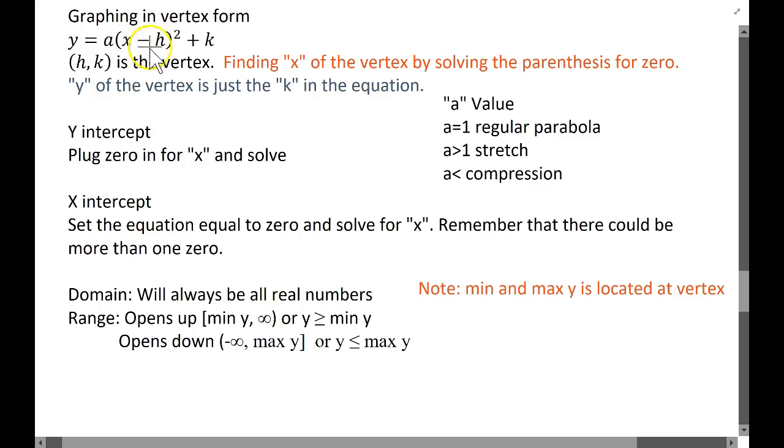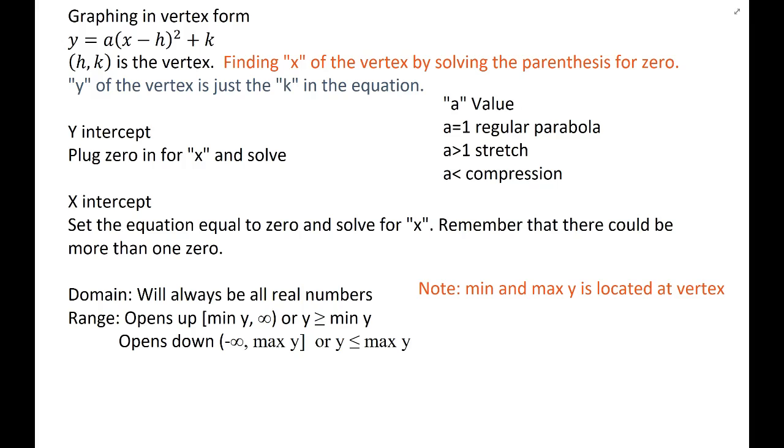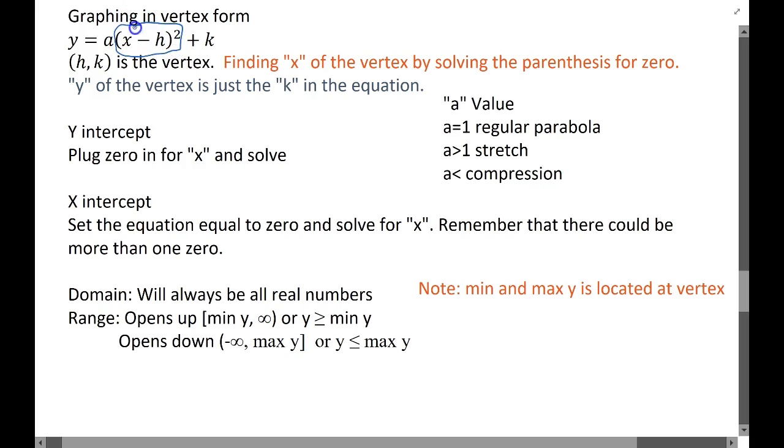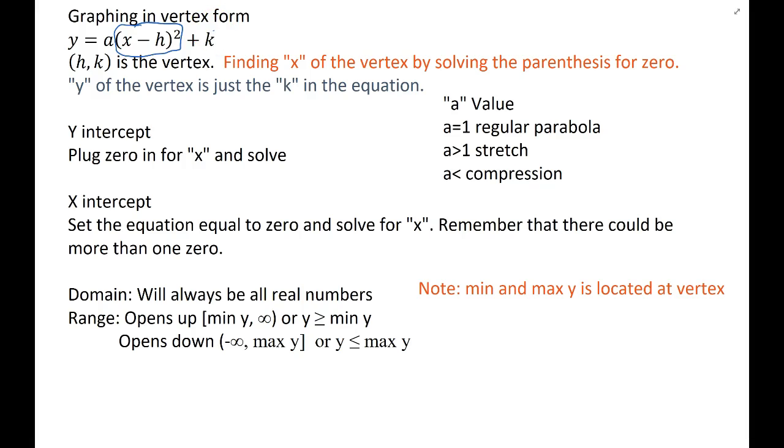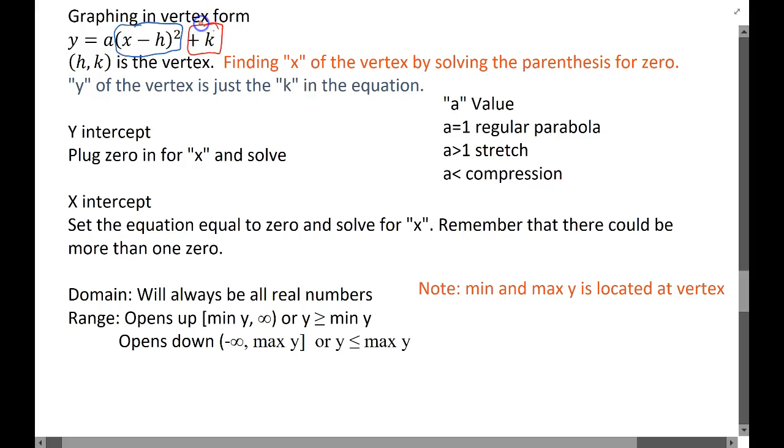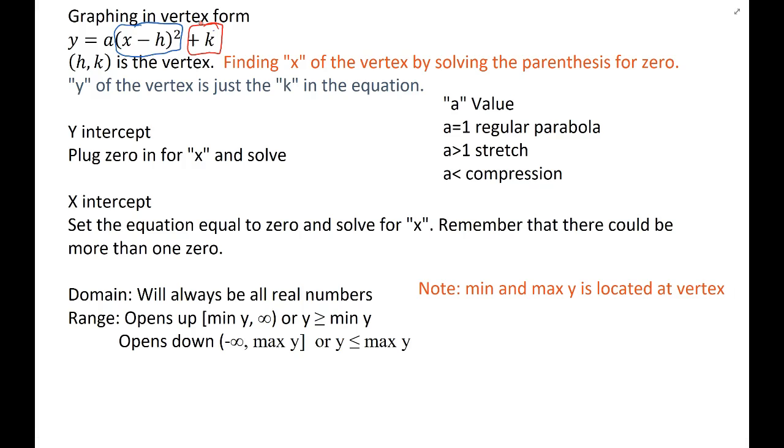So if you look up here in this set of parentheses, if we solve it for 0, figure out what makes that 0 inside, then we'll find the x value of the vertex. And the y value of the vertex, likewise, is out here, and it just is what it is. If it's positive, then it's a positive y value, and if it's negative, then it's a negative y value.